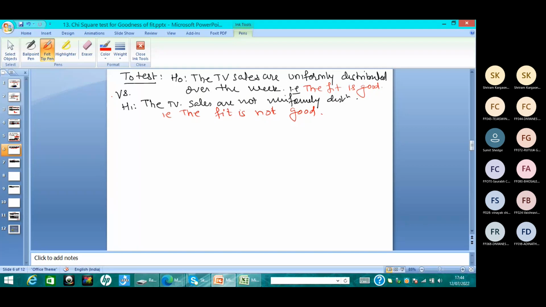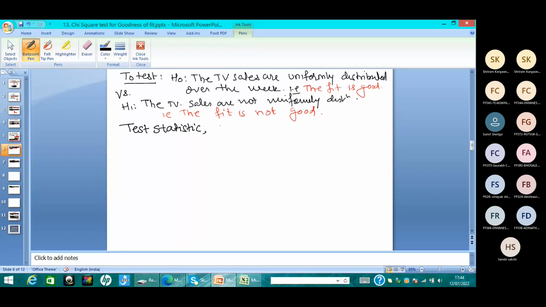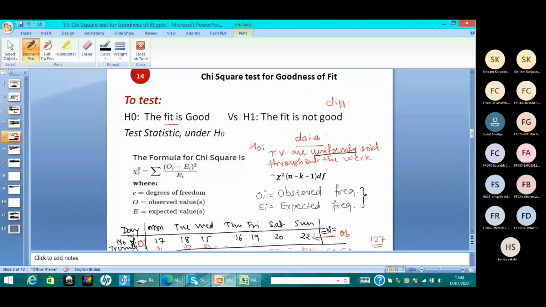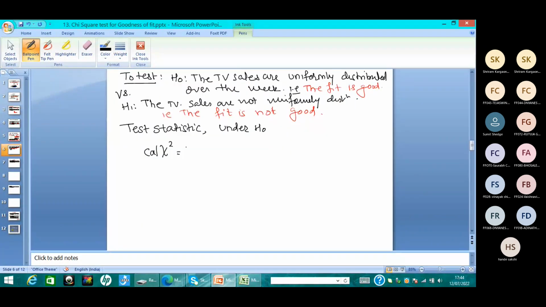Now the formula which I use here is the test statistic under H0. So the test statistic is the calculated value of chi-square. What is the formula there? Summation of Oi minus Ei whole square divided by the expected value. Oi means the observed value, and we take the square of the difference of observed frequency and expected frequency upon Ei. This follows the chi-square distribution with n minus 1 degrees of freedom.